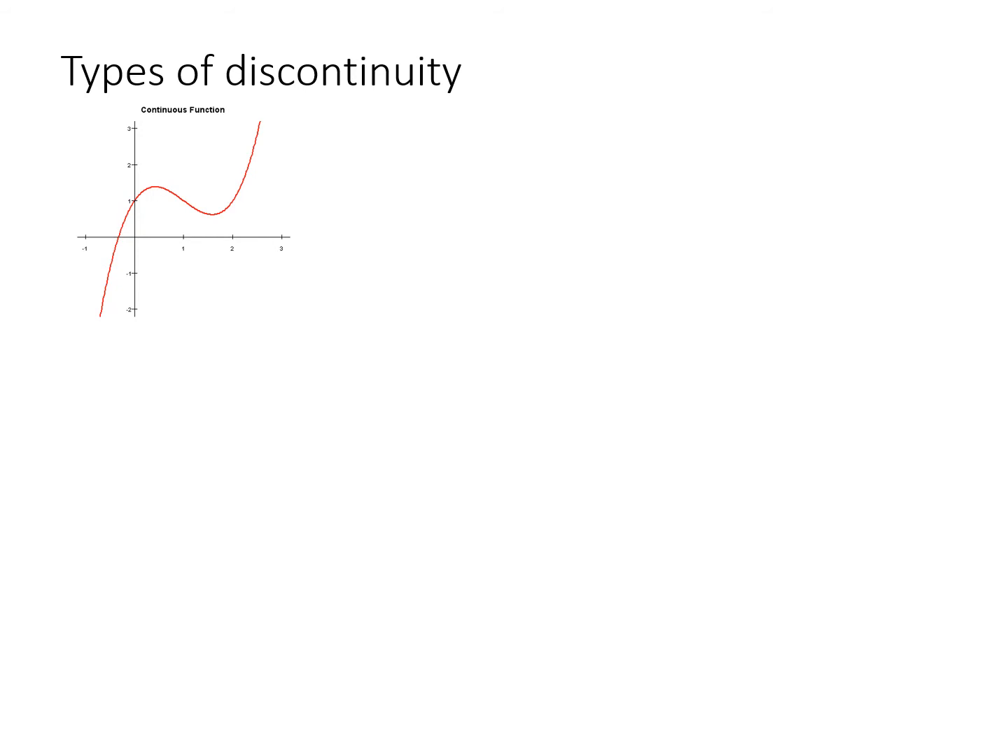All right, here is an example. What we're going to do in this slide is have a couple different pictures pop up graphically to analyze the type of discontinuity we have. For this first graph, there's a hole in the graph. So we would say that this graph has point discontinuity or removable discontinuity.